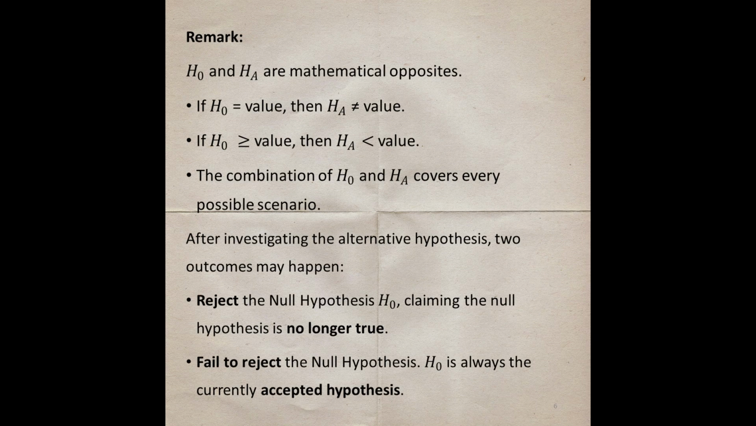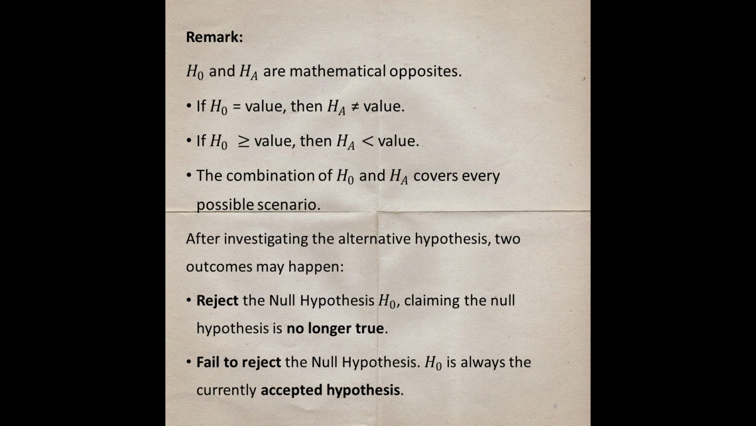Let's have a look at an important remark. H0 and HA are mathematical opposites. This implies that if H0 is equal to a value, then HA must be different from that value. If H0 is greater than or equal to a value, then HA must be less than that value. The combination of H0 and HA covers every possible scenario.